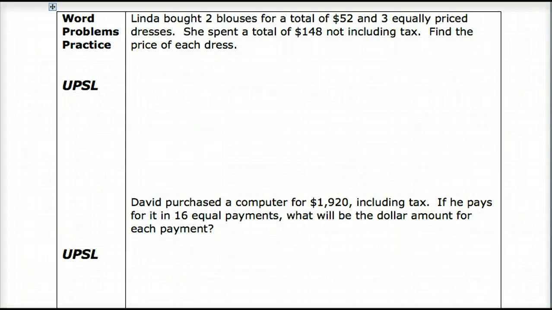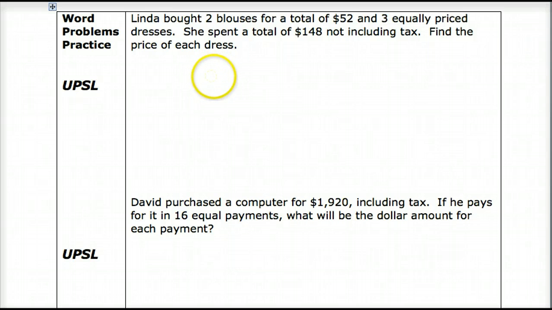So skip down to the portion of your paper that has the word problems on it. The first word problem says that Linda bought 2 blouses for a total of $52 and 3 equally priced dresses. She spent a total of $148, not including tax. Find the price of each dress.